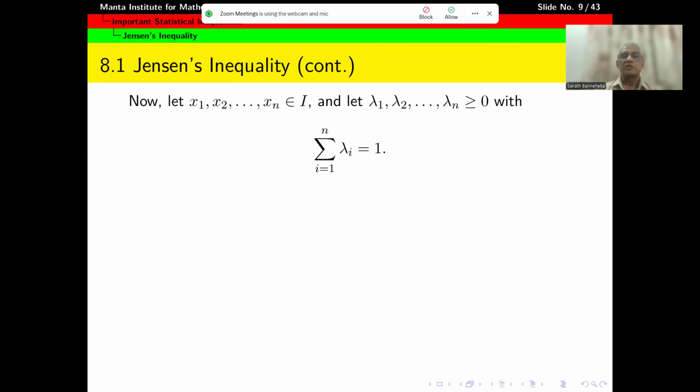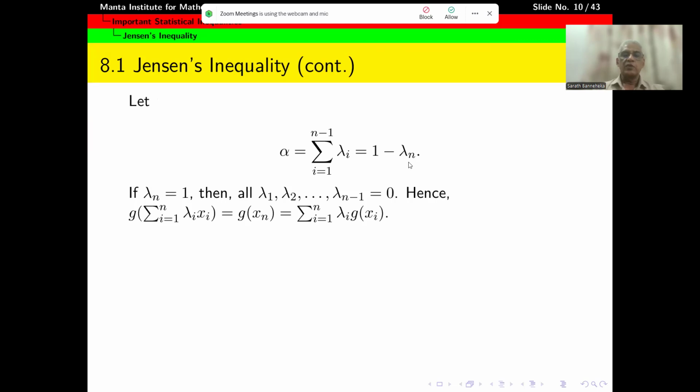So now let us consider x1 up to xn points in the corresponding interval I that we are considering. Suppose lambda 1 up to lambda n are n non-negative values satisfying this condition: the sum of the lambdas equals 1. Now let alpha equal the sum of the first n minus 1 lambda values. Then that will be equal to 1 minus the last lambda n value, right?